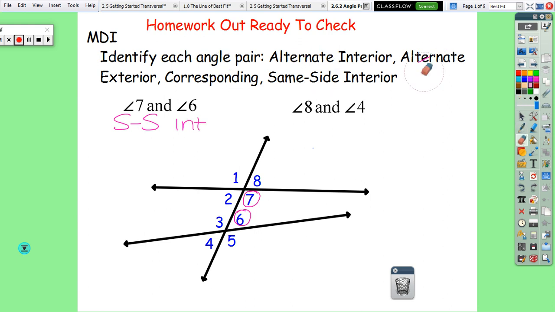For angles 8 and 4, here's angle 8, here's angle 4. They're on opposite sides of the transversal and they're on the outside of the lines being cut. So these would be alternate exterior angles. And just to recap, these two should sum up to 180, and these two should be congruent.